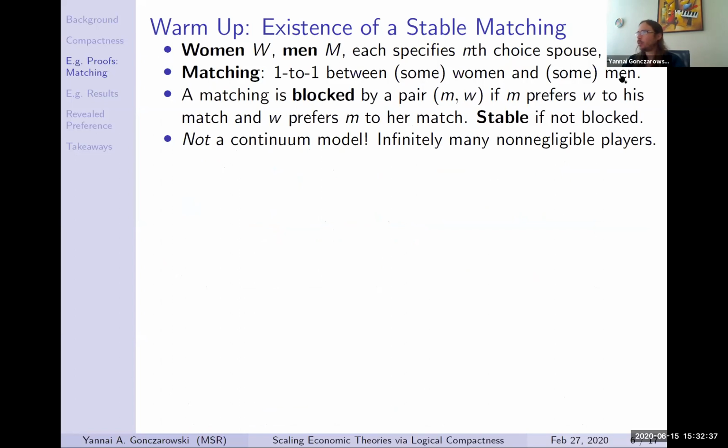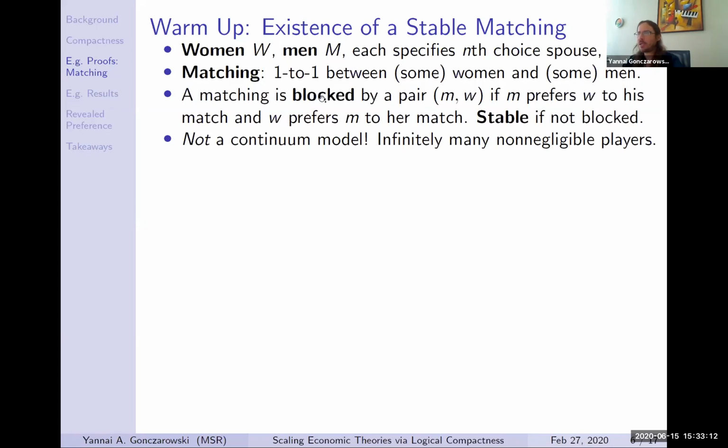And let's do another warm-up that's more relevant to us. Let's prove that a stable matching exists in an infinite market using logical compactness. Once again, this is going to be a half-slide proof like most of the proofs you're going to see in this talk. So we're going to have just a model: an infinite set of women W, an infinite set of men M. Each of them specifies their nth choice for every n. So each man and each woman says who their first choice, second choice, third choice, etc. is. That could be infinite, that's fine.